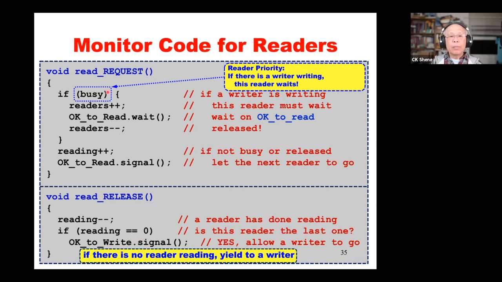So it quickly goes, right? If a writer is writing, this reader must wait. When this reader is released, meaning this reader can read, we have one less waiting reader, and then increase the number of reading readers and release the next waiting reader and so on. We have a cascading release here. Now, after reading, this reader subtracts one from reading, and if I am the last one, let's play nicely, allowing a writer to go. If there's no writer waiting on the condition variable okay to write, this signal is lost as if it never happens. So this is the read part.